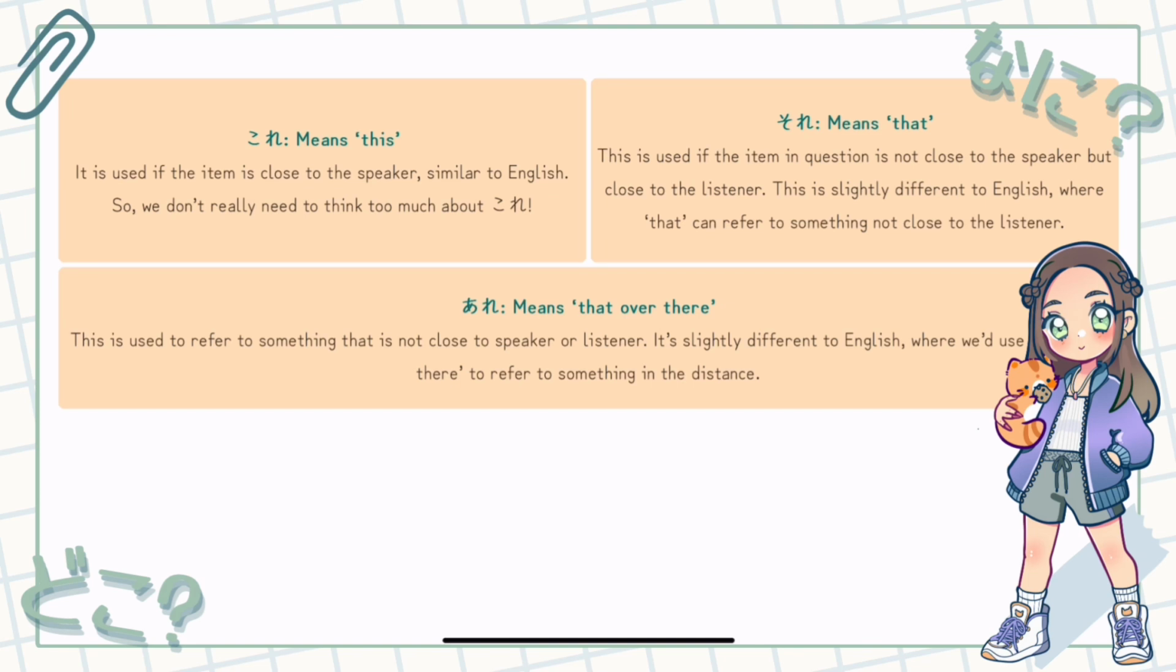It's slightly different to English, where we would use that over there for something that's in the distance, like, yeah, that car over there, that dog over there, just that thing over there. In Japanese, it's just kind of used to refer to something that's not close to the speaker, not close to the listener. Remember, this is all vague. What's close to you might be different to someone else, so don't overthink this.